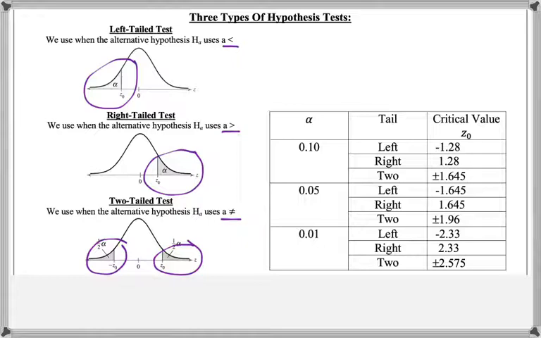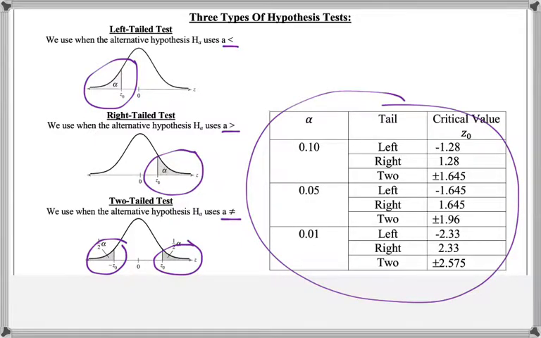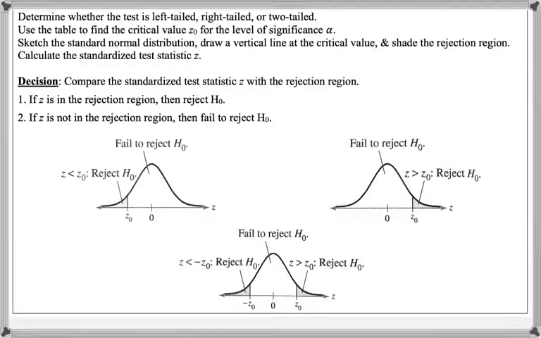Now, to make the rejection region, we need to know the critical value, and that is found on this table. So here are the steps. First, we need to determine whether the test is left-tailed, right-tailed, or two-tailed. Then we need to use the table to find the critical value, z0, for the level of significance, alpha. Next, we want to sketch the standard normal distribution and draw a vertical line at the critical value, and then shade the rejection region.